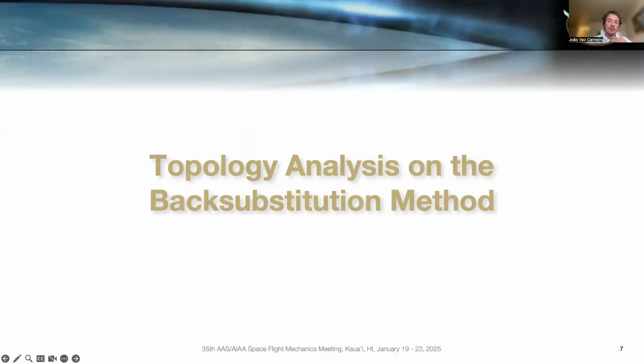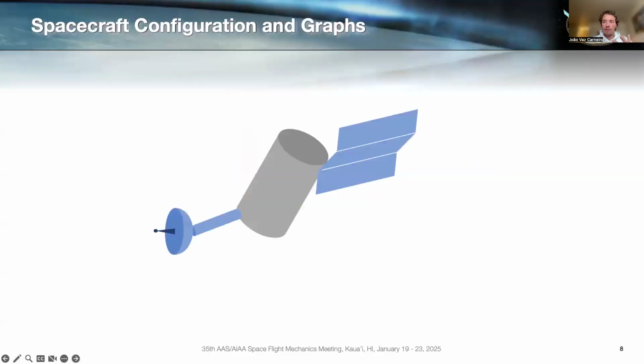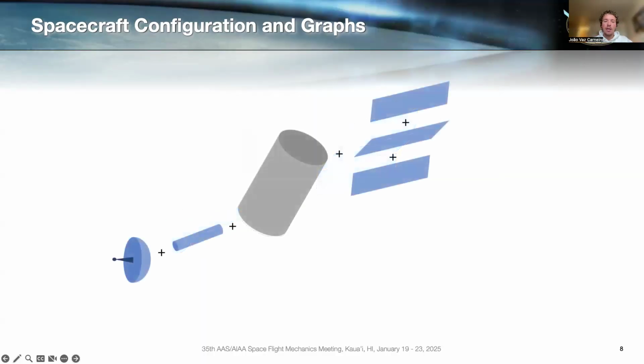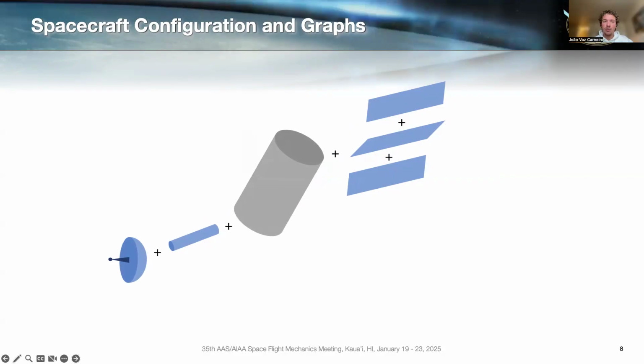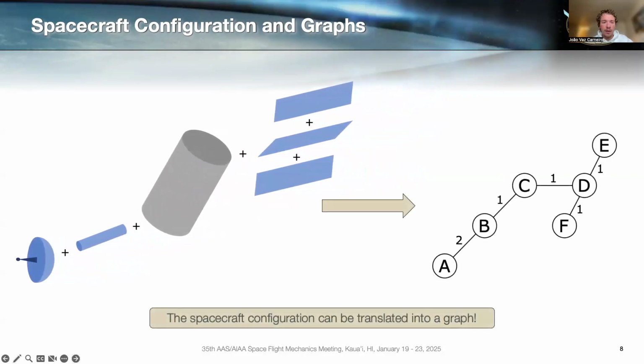All right, so to understand the configuration space, we do this topology analysis through graph theory. Here's an example of a spacecraft. Again, we have in gray a rigid hub and in blue the effectors, and we can separate them out into their basic components, where each part is then attached to another through joints. And then we can transform this into a graph. Once this is defined as a graph, there are a lot of algorithms and tools that we can apply to understand what can and cannot be simulated.